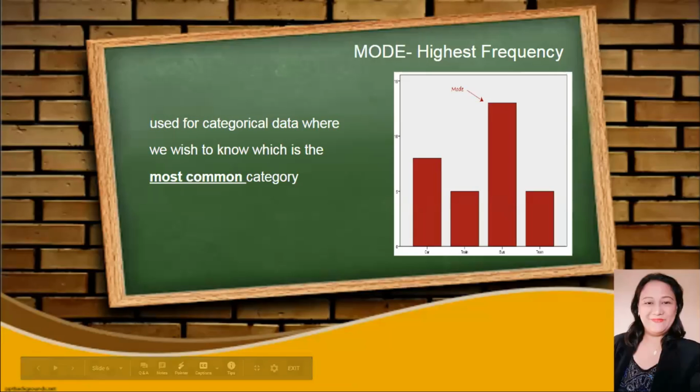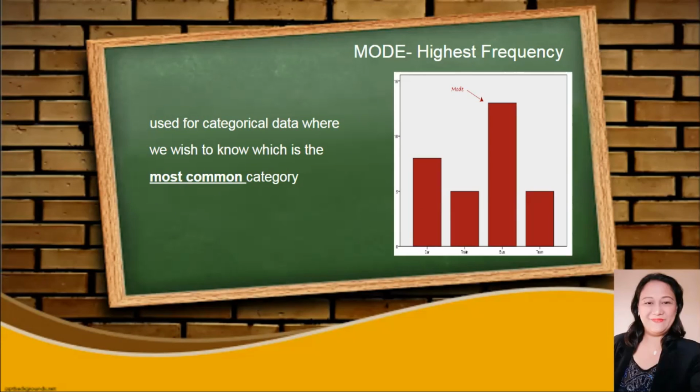Next, we have the mode. Sa lahat ng central tendencies, ang mode ang sinasabi nilang pa-fame na central tendency because this has the highest frequency among all your data set. That is why the mode is also used for categorical data or nominal data, wherein we would like to know which is the most common category.